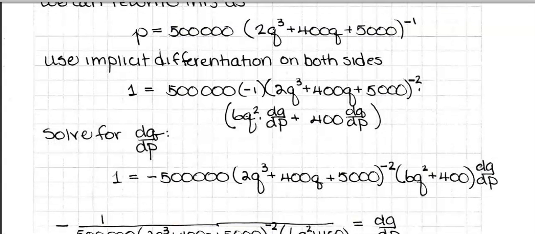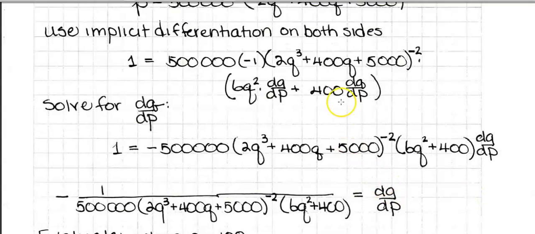The next step is to isolate dq dp. Since in this set of parentheses dq dp is in both terms, I've just factored it out right here. Then notice all of these factors are multiplied together. The -500,000, and again I multiplied the -1 and brought the negative sign out front, this term in parentheses raised to the -2nd, and then this term in parentheses. They're not terms, they're actually factors. So basically these three factors are all multiplied together.